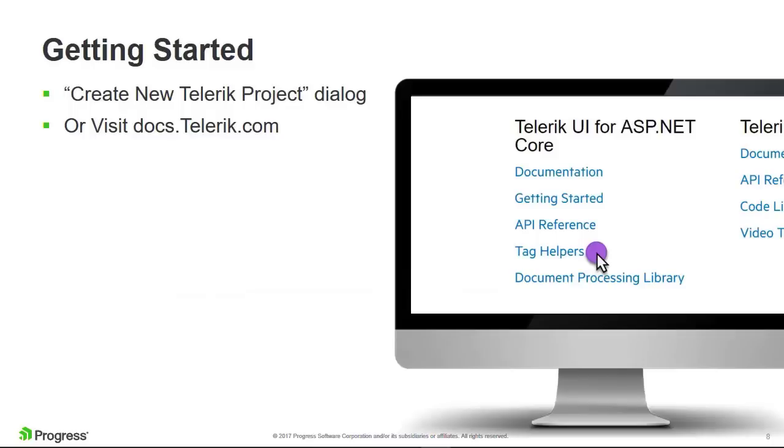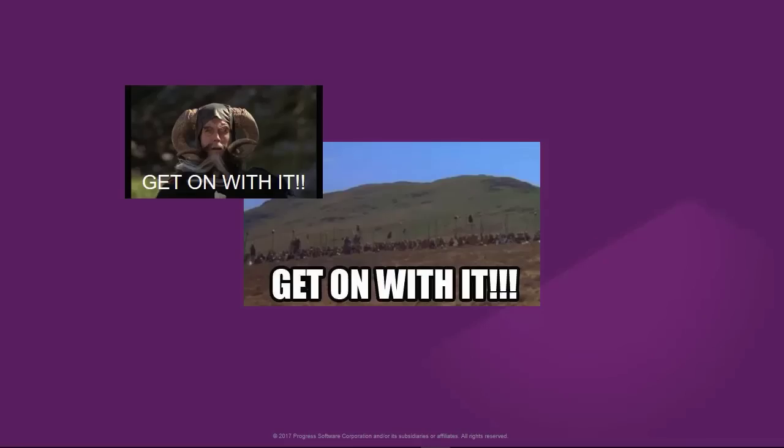To get started, simply use the Create New Project dialog from within Visual Studio. All of the Telerik templates for ASP.NET Core come with tag helpers pre-enabled. If you'd like to add tag helpers to an existing project, then visit docs.telerik.com and click Tag Helpers from the menu, and we'll walk you through the process. All right, so enough with the tag helper review. Let's get into Visual Studio and write some code.